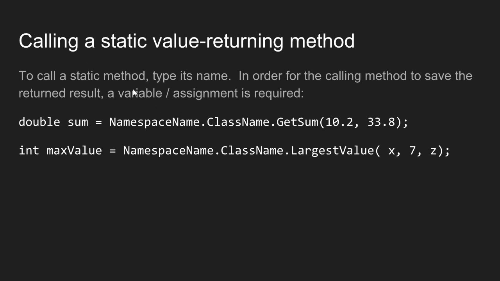So to look at this again, whenever you want to call a static value returning method, you just type the name of the method. If the method has input parameters, you supply the values. But if you want to save the value that is returned from a value returning method, you have to have a variable ready to take that value. And so we use a variable and the assignment operator on the left-hand side of the method call in order to save the returned value in the calling method. So let's do a quick couple examples in Visual Studio to see how this works.